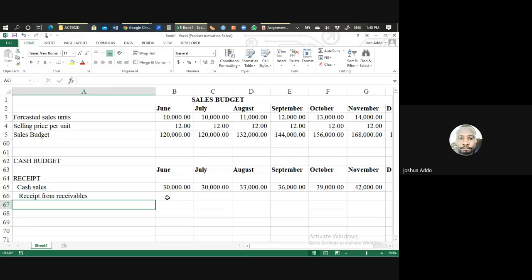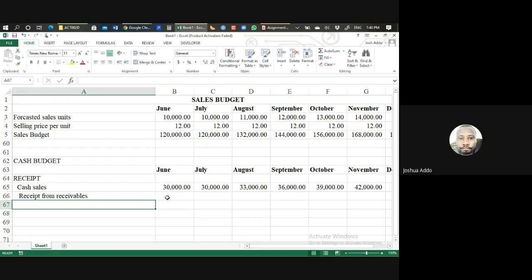Sometimes the collection pattern can be a little complex. Question can tell you all sales are made on credit. Then 20% of the sales is received in 1 month following the month of sale. Another 20% is received in 2 months following the month of sale. Another 20% is received in 3 months following the month of sale. Such kind of collection pattern is a little bit complex.